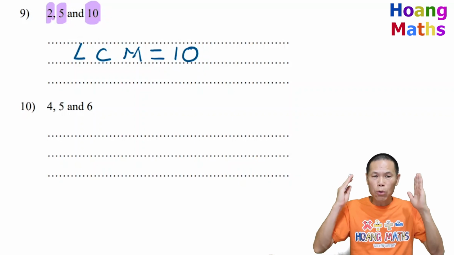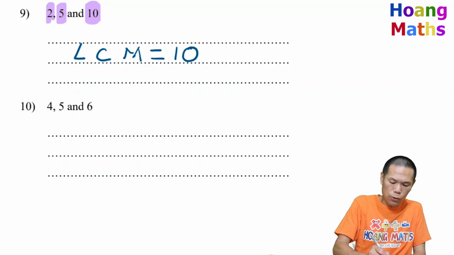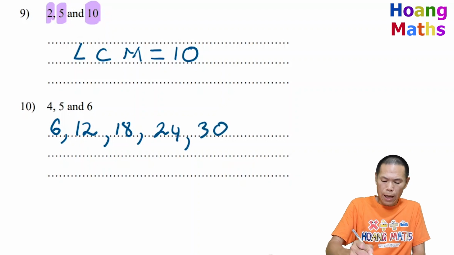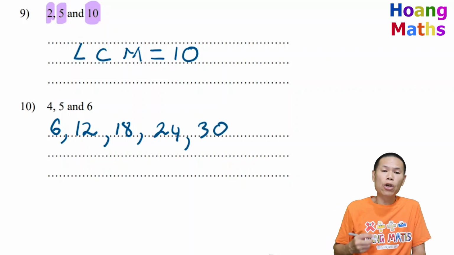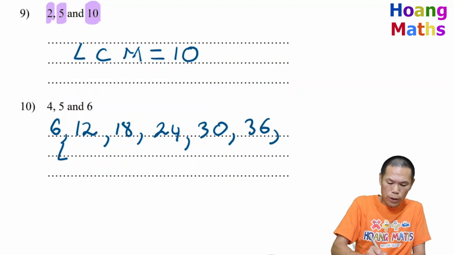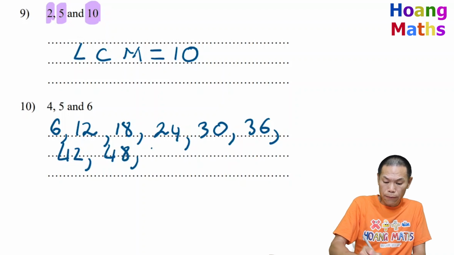Just something for you to think about, that's all. So let me just list the multiples of 6 out. 6, 12, 18, 24, 30. And 30 is a multiple of 5, but it's not a multiple of 4. So we keep going. 36, 42, 48, 54, 60.